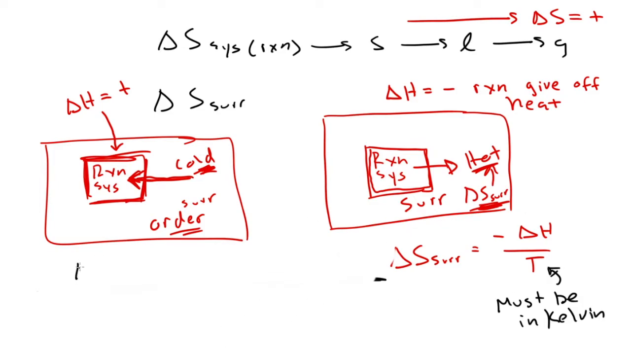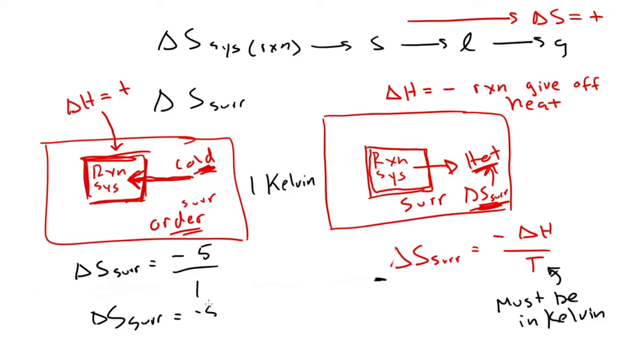It says delta S of the surroundings is going to equal negative delta H. Well, delta H was going to be positive. We'll just make that a positive 5. Okay? We'll just make up a number. Say it's positive 5, and then divide by the temperature. Now, we'll make the temperature 1 Kelvin. You'll probably never see this, but we'll just make it 1 Kelvin to keep the math simple. That's going to be divided by 1. So delta S of the surroundings is going to be negative 5.